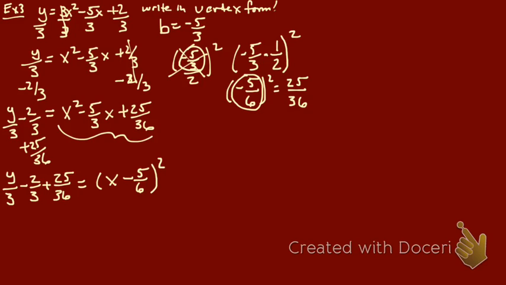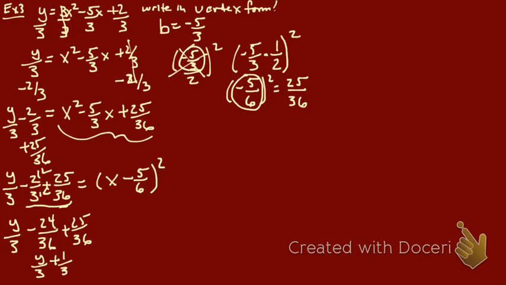What I need to do here is get a common denominator and maybe add these guys up. 3 does go into 36 12 times, so I'm going to have to multiply the top by 12, the bottom by 12. So I have y over 3. I'm not going to worry about the y over 3. 2 times 12 will make negative 24 over 36 plus 25 over 36. Negative 24 plus 25, really, at the end of the day, I have y over 3 plus 1 over 36 equals my x minus 5/6 squared.